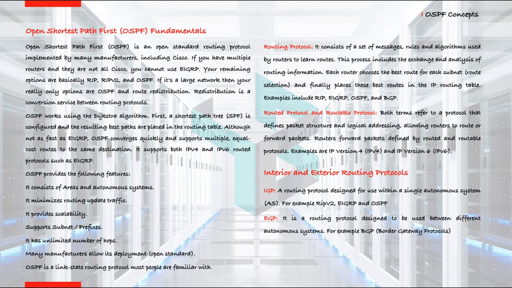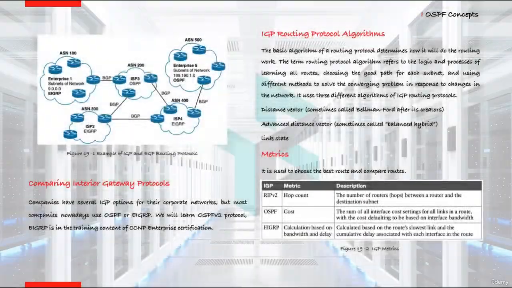Routing protocols are divided into two as interior and exterior. An interior gateway protocol is a routing protocol designed for use within a single autonomous system, examples of which we can give are RIPv2, EIGRP and OSPF. The exterior gateway protocol is a routing protocol designed to be used between different autonomous systems, and BGP is an example. The figure here shows an example for IGP and EGP.